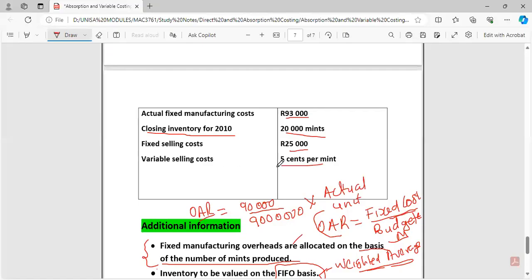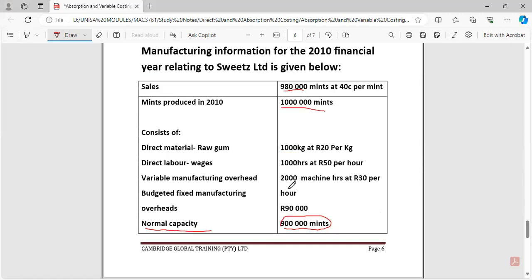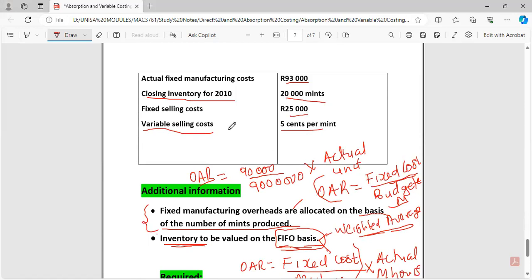The variable is going to be 5 cents per mint. These are selling costs. This is another area that I see people again mixing figures. They say 5 cents per mint, and these are variable selling costs. So if you are calculating variable selling costs, it means here you are not going to use the mints produced. You are now going to use the mints that were sold, because we're calculating variable selling cost. So that's another area that you can mix things up.